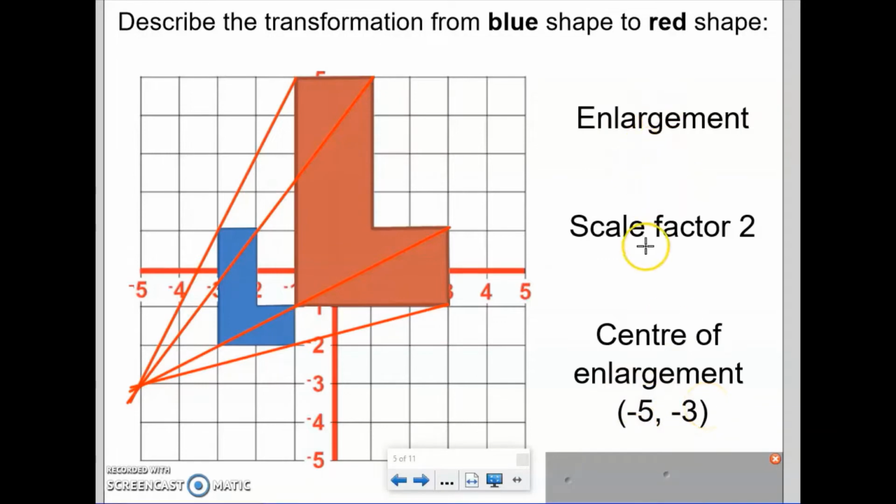So there are my 3 important aspects of describing this transformation. I've stated that it's an enlargement, I've worked out it's a scale factor 2, and I've used my ruler to accurately find the center of enlargement, which is at this point here, -5, -3.